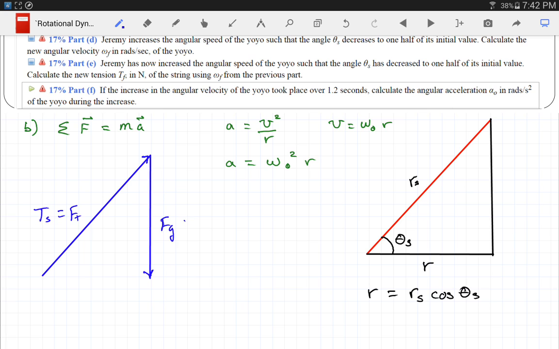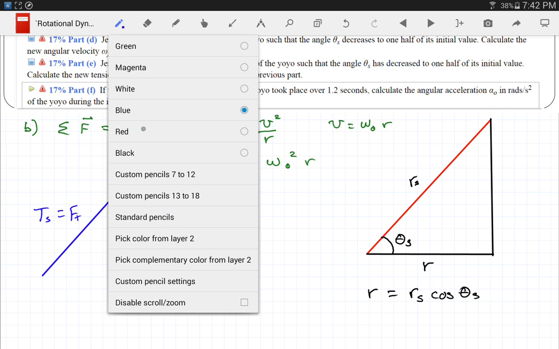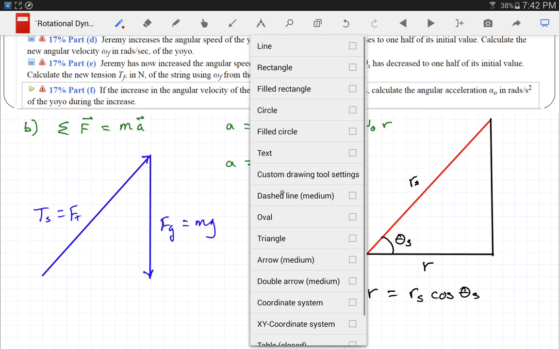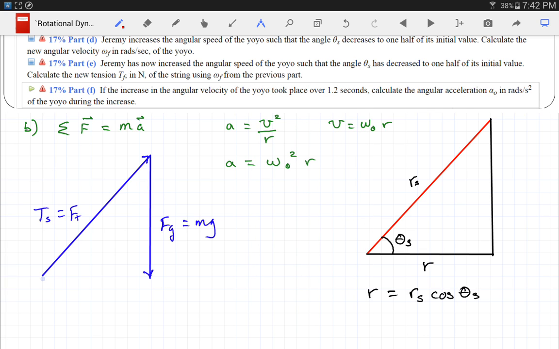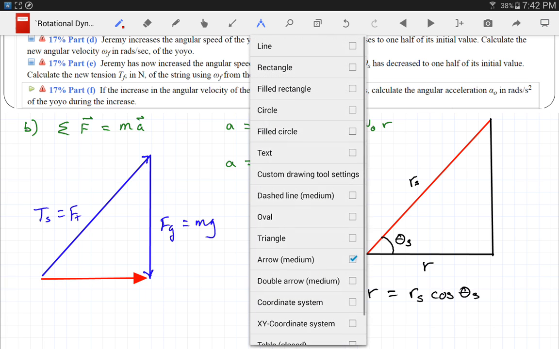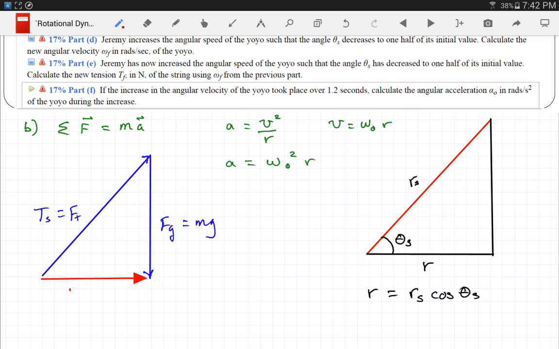The force of gravity, which is equal to mg. And then if I add those two together, my resultant is going to be going from here to here. And that resultant is ma, equals m omega naught squared r. What's the angle between those two? Well, it's the same angle theta here.